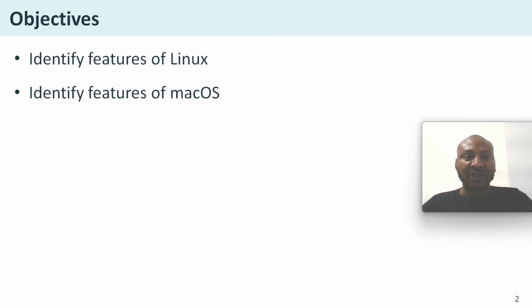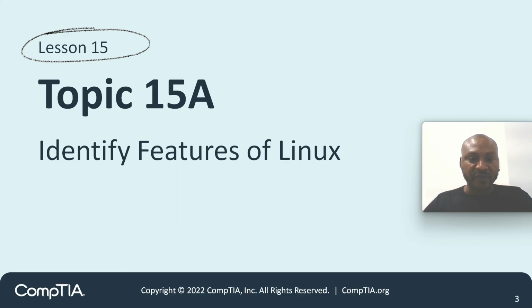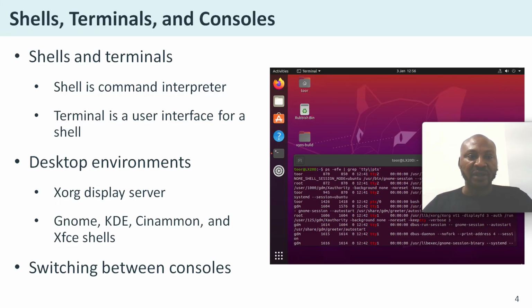So our objective for this class, we just have two objectives. First of all is about Linux. We're going to identify the features in Linux, and also we're going to look at the features in Mac OS. Okay, so let's start with Linux. So this is Linux right now.